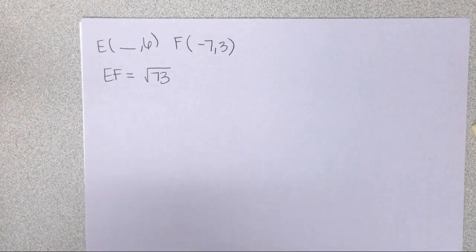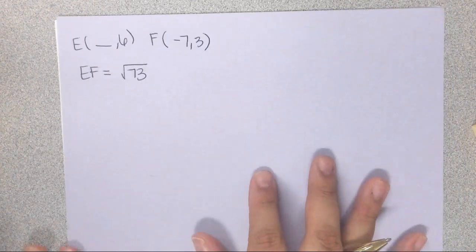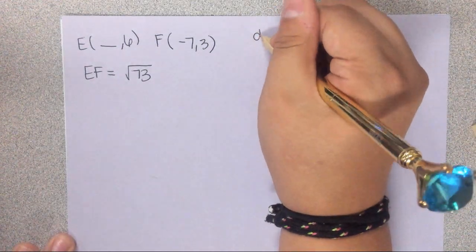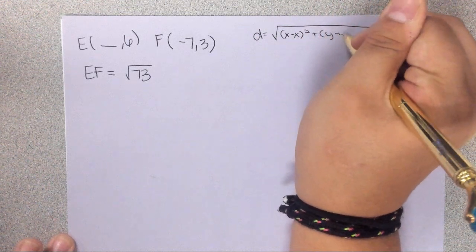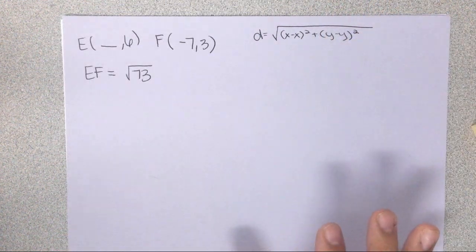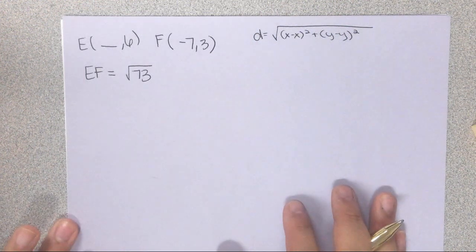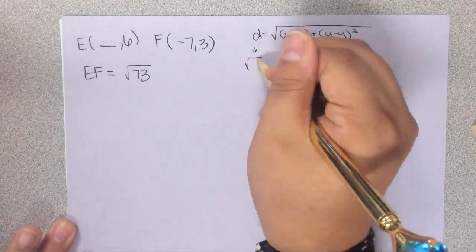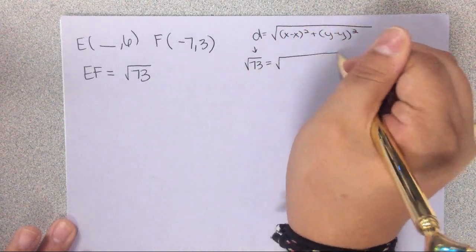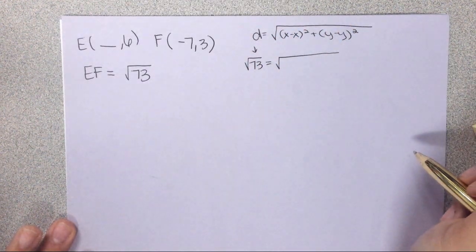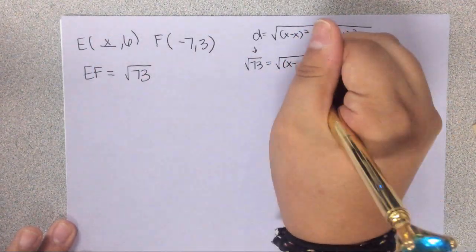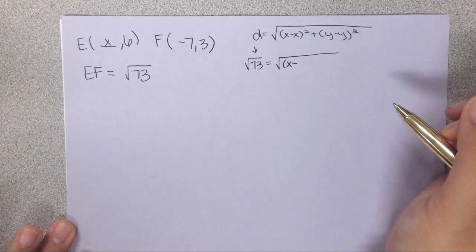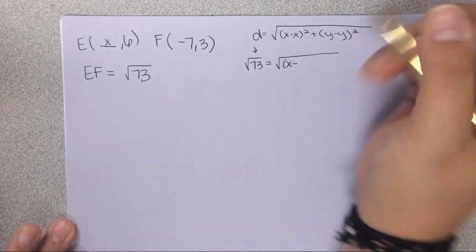All right, for this one, is this any different? It's very, very similar. There's only one difference, and I'll show you. Same thing. My distance formula, I like to write it at the top just so I can see it. What is my distance here? Square root of 73. What's my first x? We don't know, so what can we put there? X. Minus, what's my second x? Negative 7. So what happens?